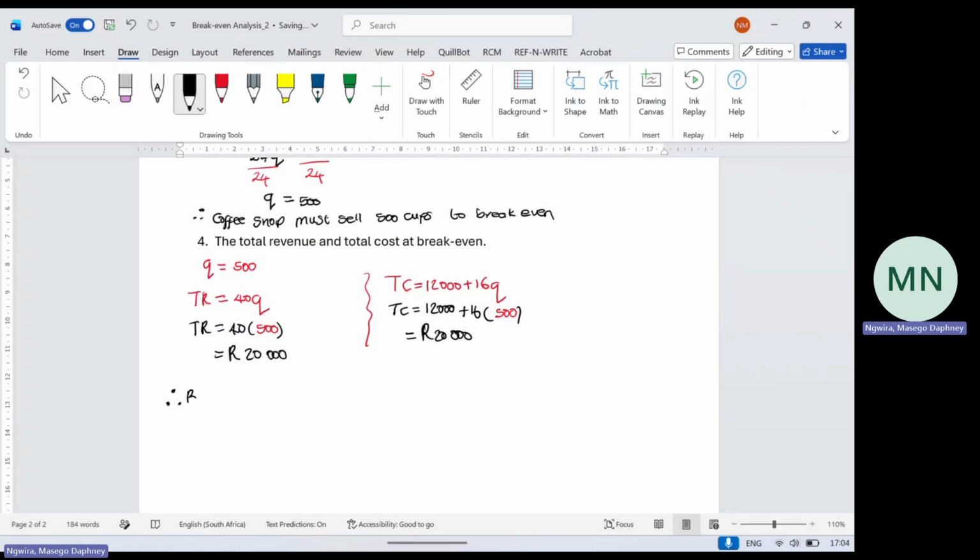So our break-even point is where the quantity is 500 and you have 20,000 Rand. If they ask you to calculate the break-even point, this is how you calculate it, in case they ask you that.